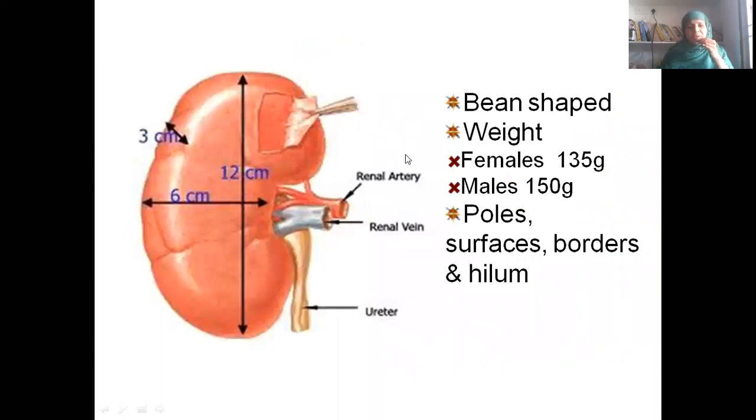From schooling onwards we have been studying that the kidney is bean shaped, isn't it? The weight of the kidney in females is 135 grams and in males it is 150 grams. This is the upper pole of the kidney. This is the lower pole of the kidney. The surface seen from the anterior aspect is the anterior surface, and the surface seen from behind will be the posterior. What is the name of this border which I have already named?